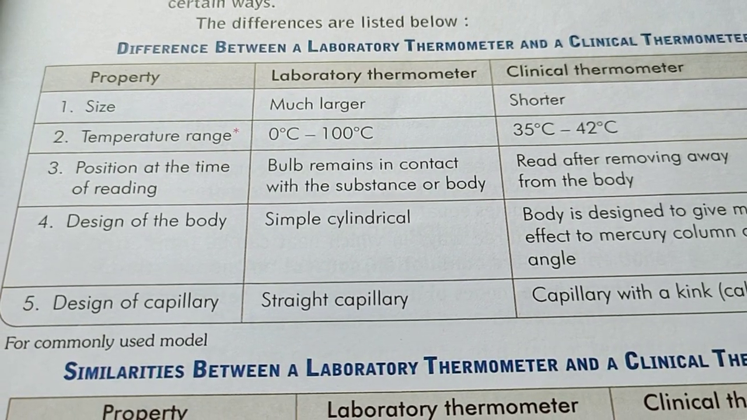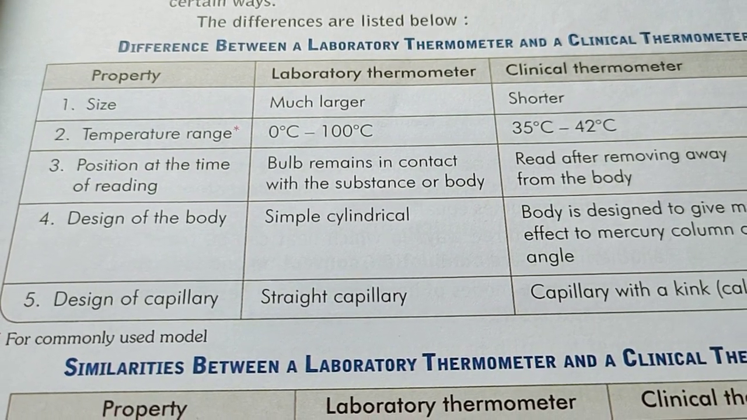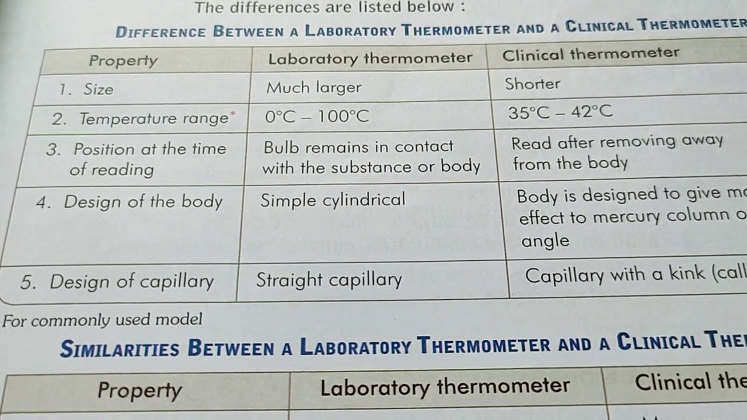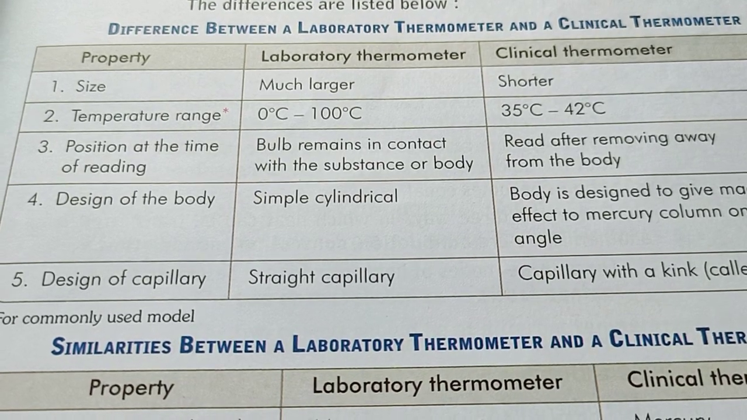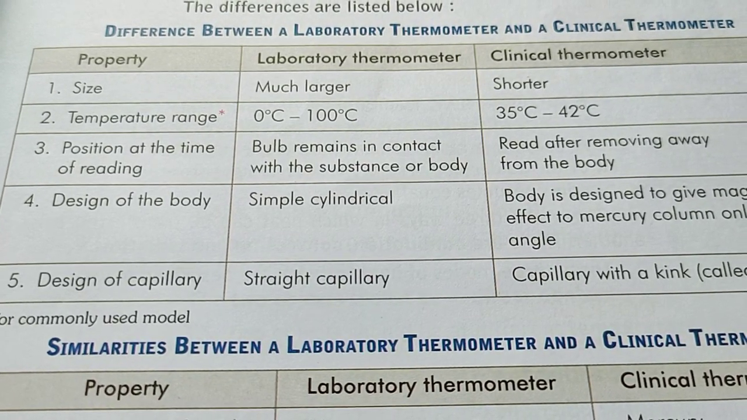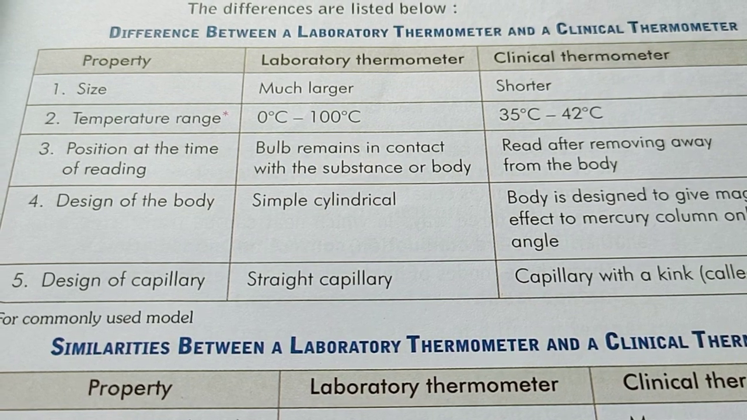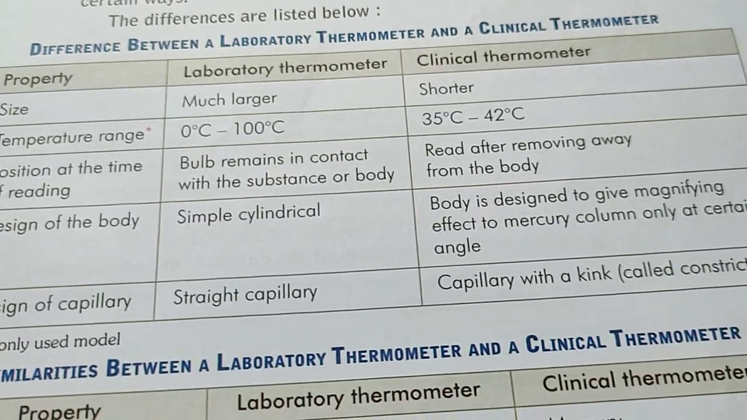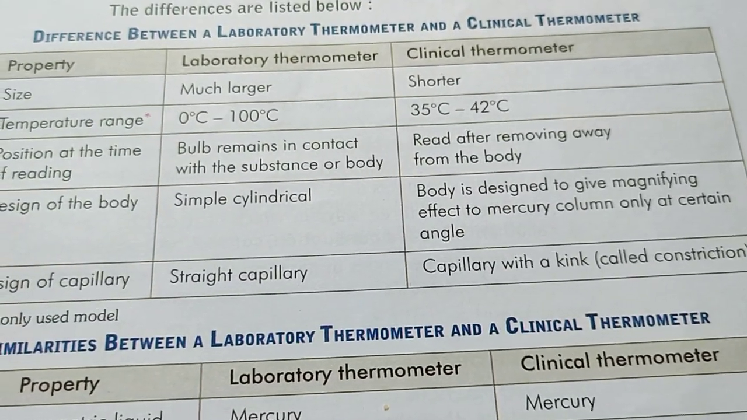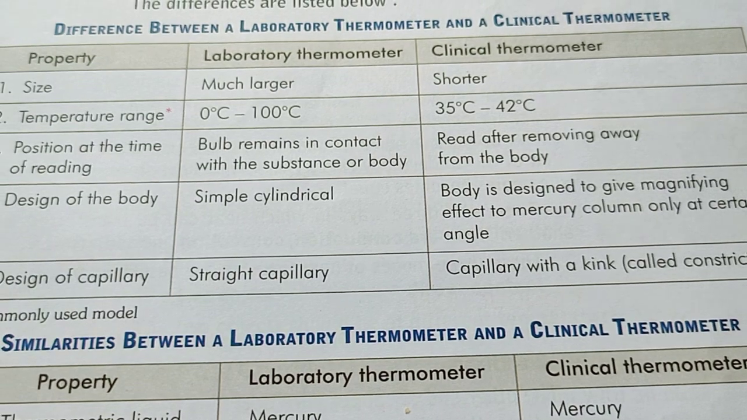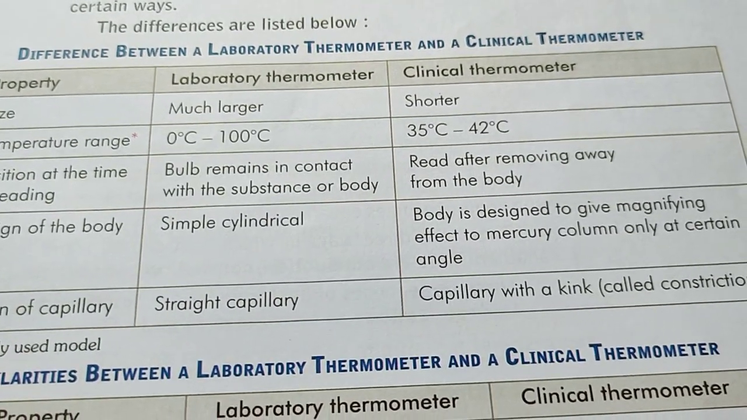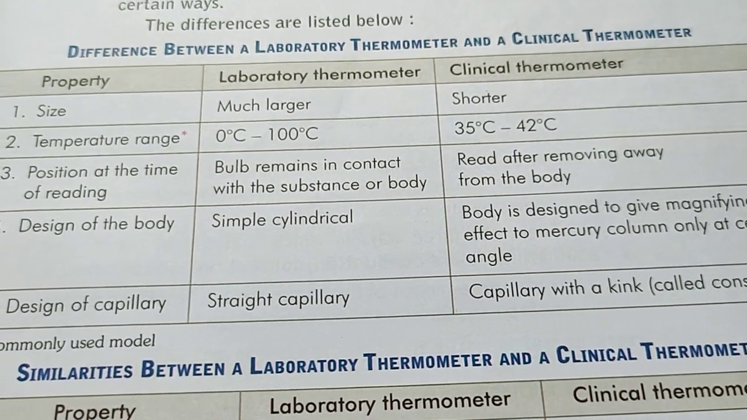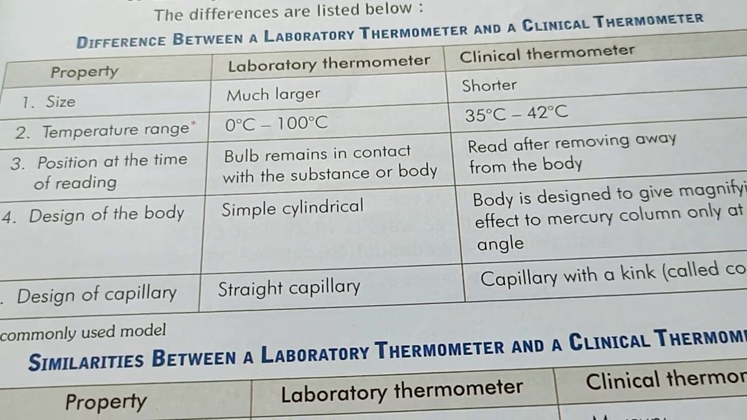The bulb in the case of a laboratory thermometer remains in contact with the substance, whereas in the case of a clinical thermometer we take the reading after removing it away from the body. A laboratory thermometer is simple cylindrical, whereas a clinical thermometer is designed to give a magnifying effect to the mercury column only at a certain angle. It helps to take the reading because the reading is magnified in this way.